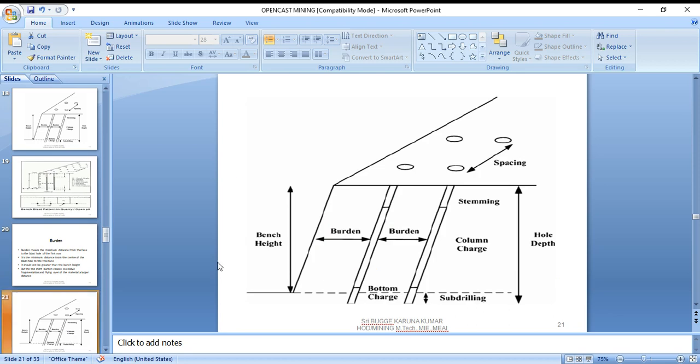Another is the burden, stemming, spacing. Spacing is here, and burden is related to bench height. So, bottom charge. Here I am repeatedly telling: spacing is the distance between two holes. Burden is from the face to the first row; it is called the burden. The burden should not be more than the bench height. If the burden is more, there is no use; effective blasting does not happen. Right, I come to the next slide.